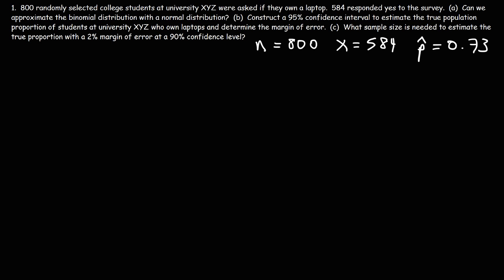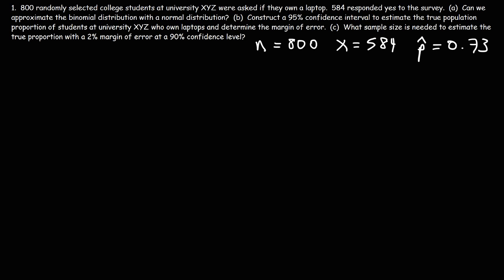Now let's move on to part B. Construct a 95% confidence interval to estimate the true population proportion of students at University XYZ who own laptops and determine the margin of error. Now you could have 10,000 students at this university. You don't want to ask all 10,000 students if they own a laptop. So if you ask a small amount and get the proportion for that, you could use that to estimate the true proportion of all students at this university who own a laptop. And so we're going to estimate it with a 95% confidence interval.